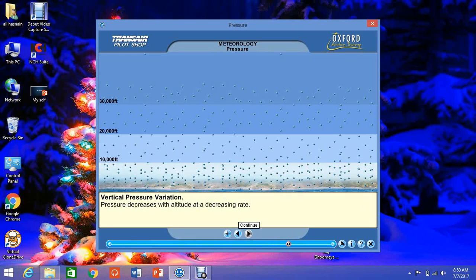Having worked through horizontal pressure variation, let's now look at how pressure varies vertically. Earlier on we mentioned that pressure decreases with height in the atmosphere. In fact, it decreases at a decreasing rate. In other words, pressure falls very quickly with height near the surface, but at high altitude, the pressure falls much more slowly with height. This is because most of the air is located close to the Earth's surface.